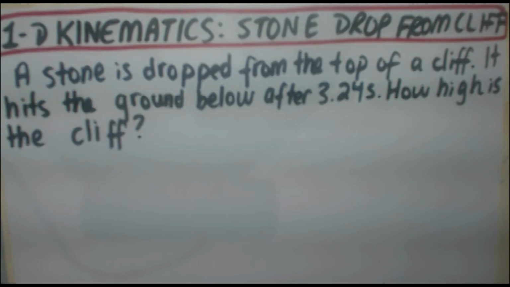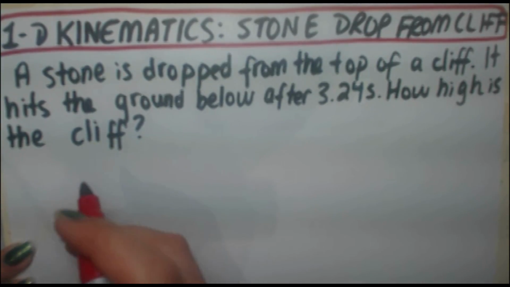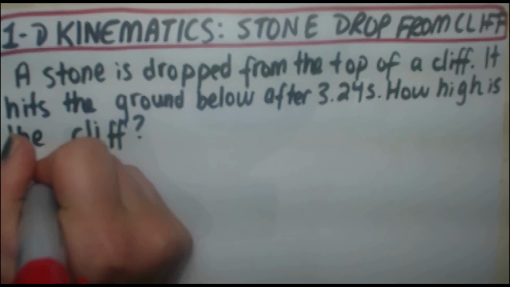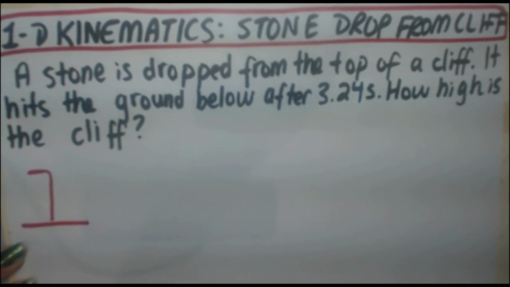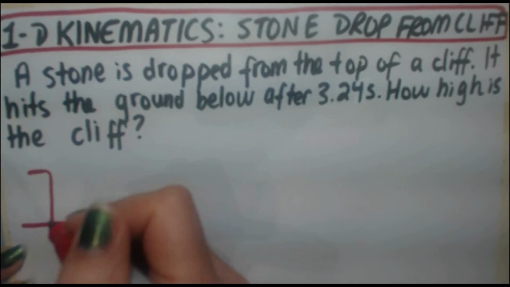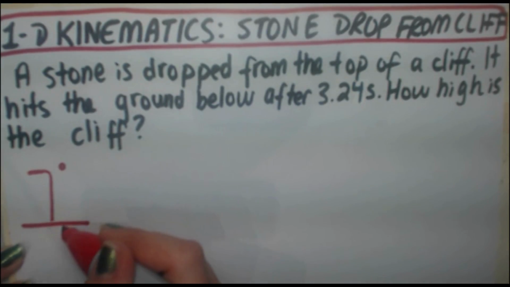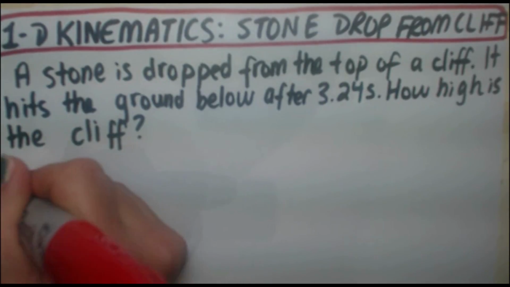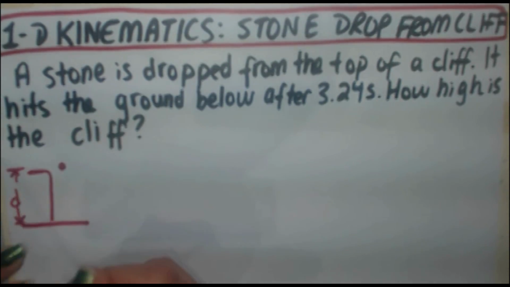Okay, same start as every other problem. Draw a picture. And like I always say, I'm not an artist. You definitely don't need to be either. Okay, so that's my cliff. A stone is dropped, so that's going to be my stone. We want to know how high the cliff is, and this stone is going to drop eventually. It's going to hit the ground, so it's going to travel a certain distance. So the height I'm going to represent with the letter D.